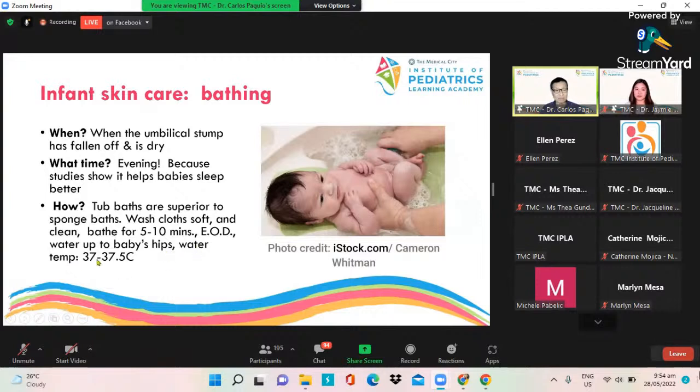And then the water temperature, parang body temperature, 37 to 37.5. Eto, tignan nyo. Yan o, gaano kalalim yung tubig? Up to the baby's hips. Ayan. Kompleto na yan. I think about how to give the baby a bath.